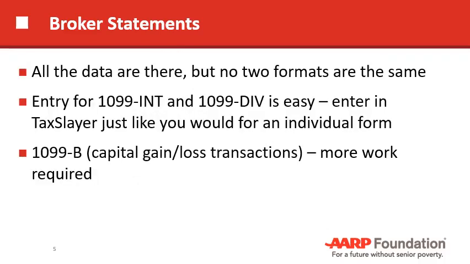Again, the data is there, but they don't always look the same. The INT and DIVs are easy. Just go to TaxSlayer and enter them like you would an individual form. Make sure to highlight all the boxes you want to enter so you don't forget anything. The 1099B, we're going to do a little bit more work before we enter data into TaxSlayer.